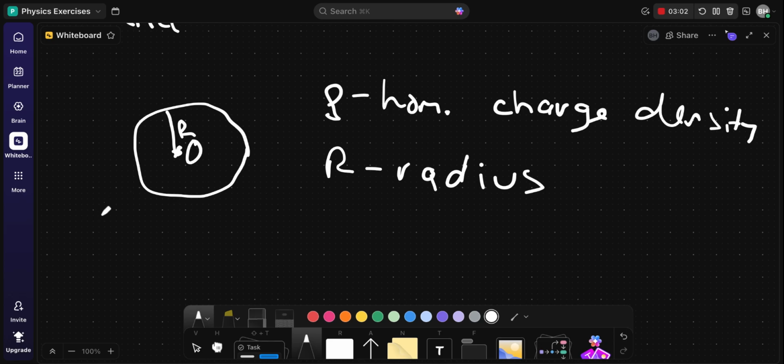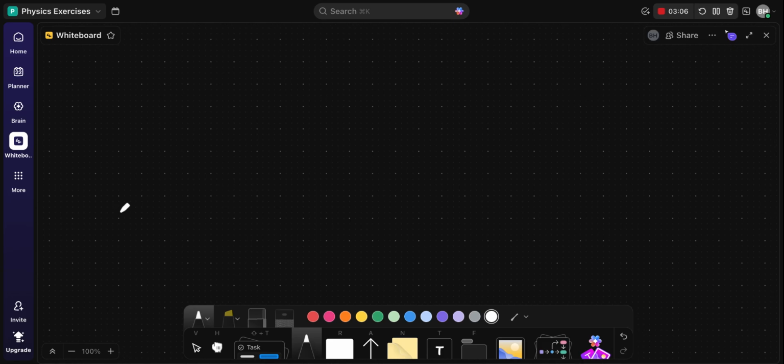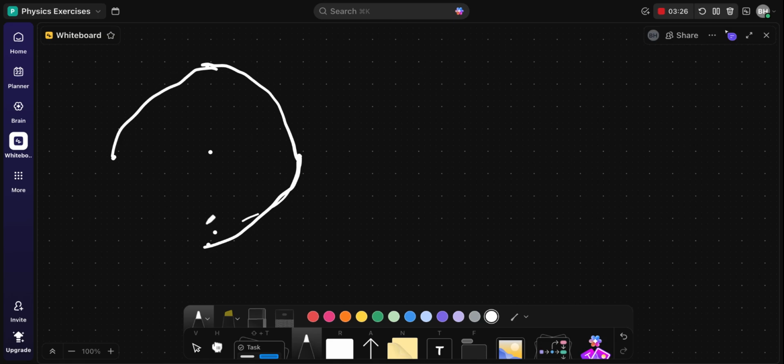Okay, let me draw a better sphere. I'll try. Maybe I can draw a bigger one. Let's do it like this. Well, I missed kind of. So here's a hopefully better sphere.